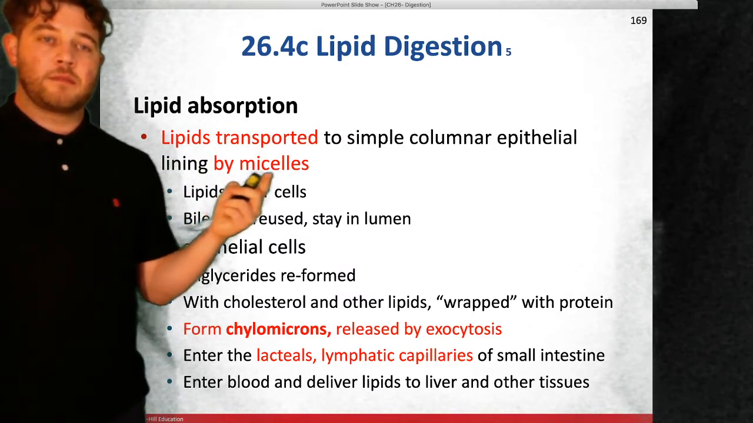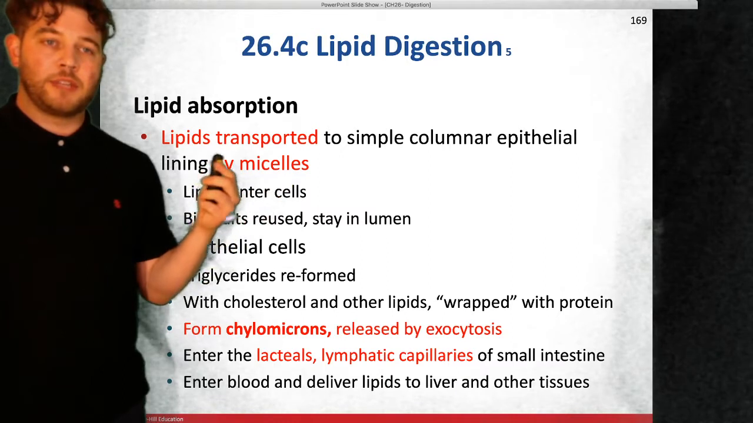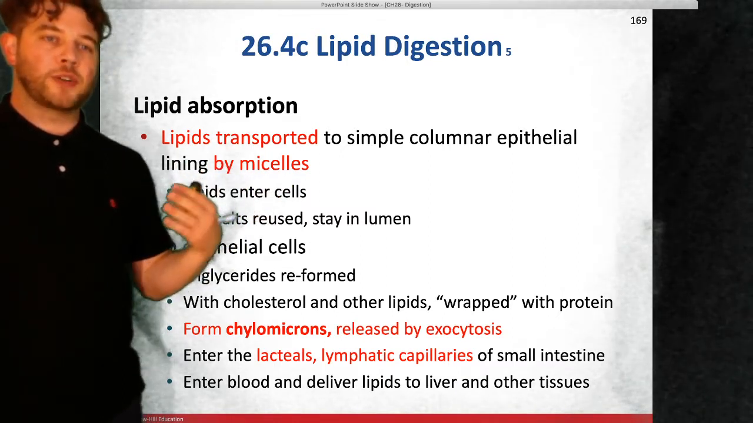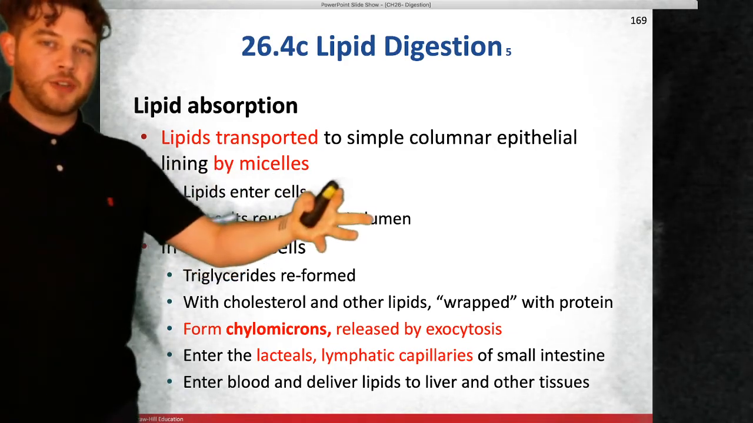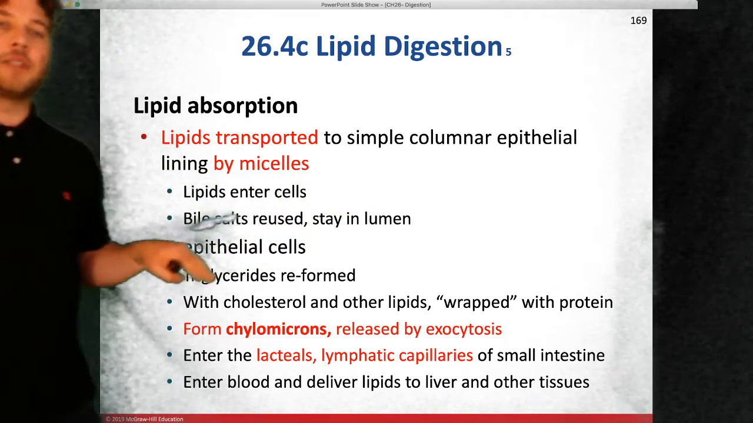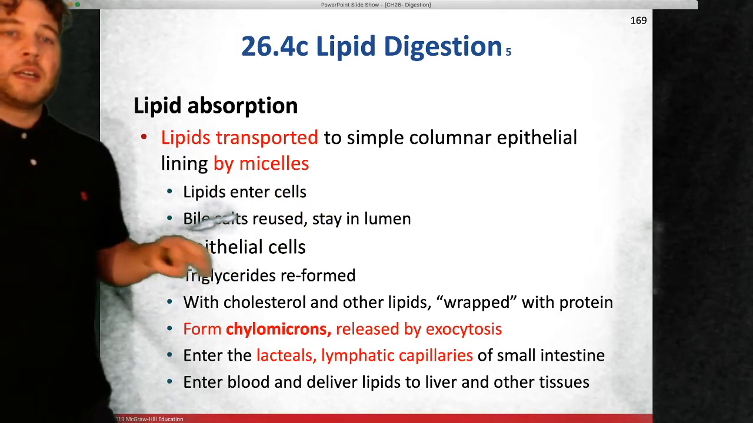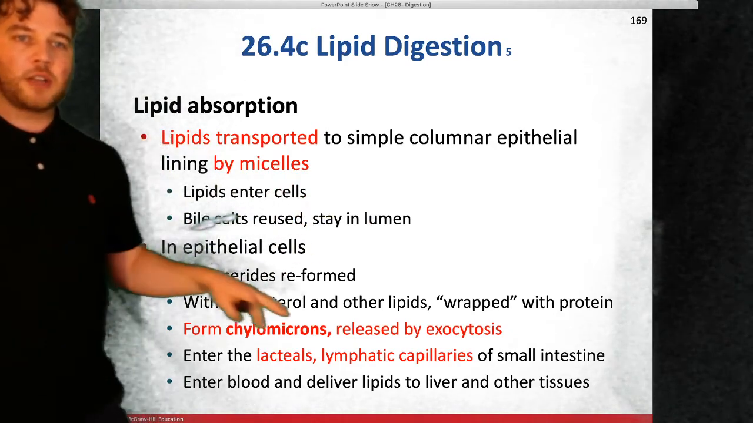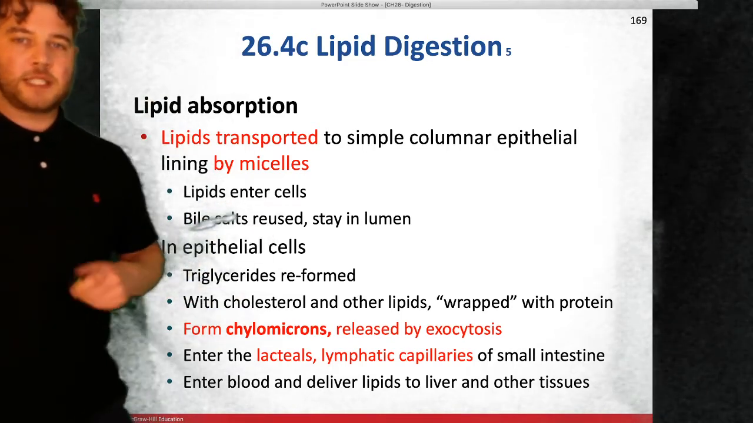That is then called a micelle, right? When you have a lipid surrounded by your bile salts, you have your micelle. Your micelle transports those monoglycerides to the epithelial cell where it enters. Once it's inside of the epithelial cell, these triglycerides are remade. With cholesterol and the other triglycerides, they get wrapped around in proteins called chylomicrons that can then be released.